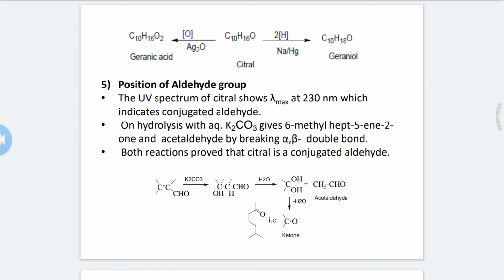The citral molecule on hydrolysis with potassium carbonate gives 6-methyl-5-hepten-2-one and acetaldehyde by breaking the alpha-beta double bond. Here the citral molecule reacts with the carbonate to form 6-methyl-5-hepten-2-one and acetaldehyde. Then hydrolysis gives a ketonic group and acetaldehyde.